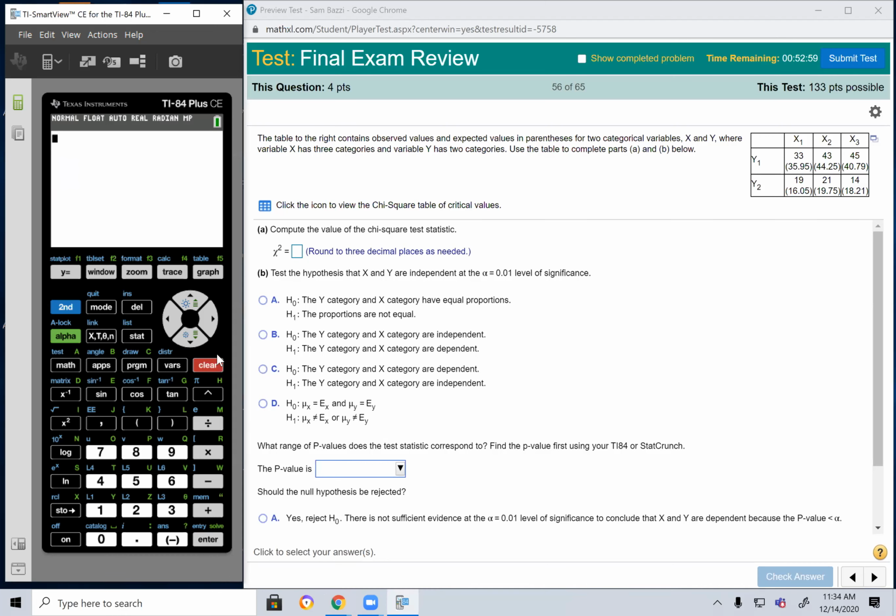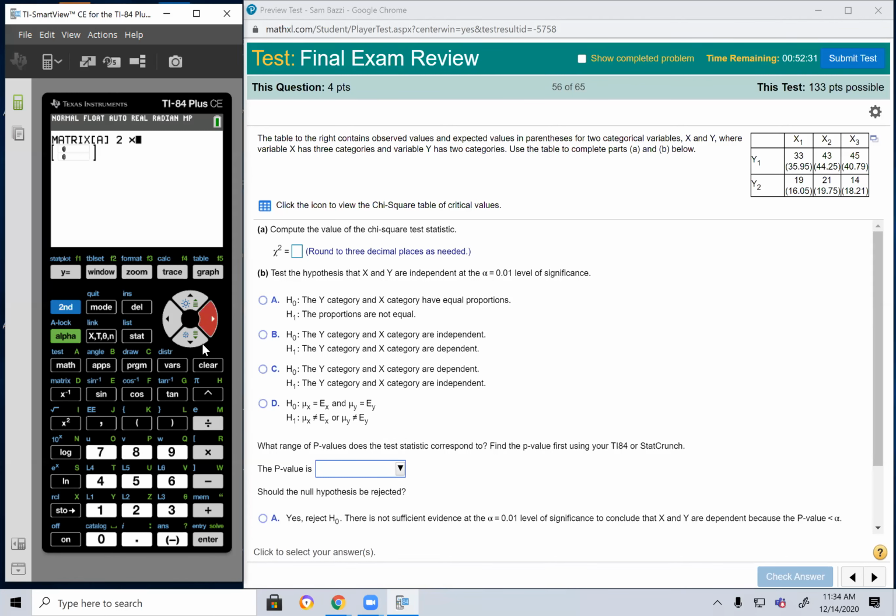So here's how we're gonna do this, guys. To find the value of the test statistic, you have to put the observed values in a table. I'm gonna show you how to do that in a matrix, which we did before. So look what you do. You press second and matrix. Then you go to edit. Enter. Okay, I have 2 rows and 3 columns.